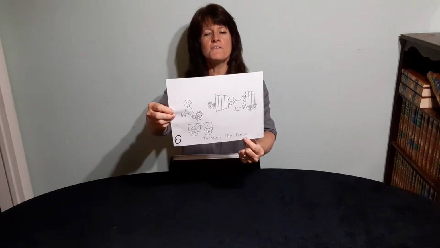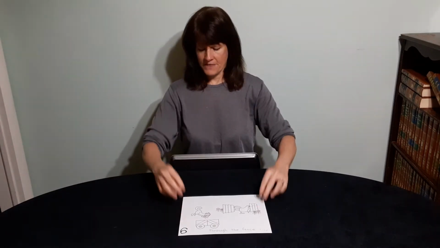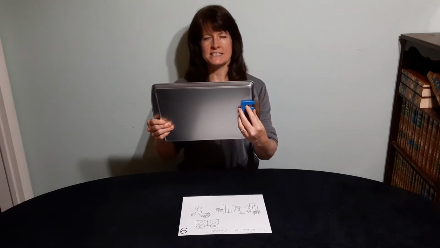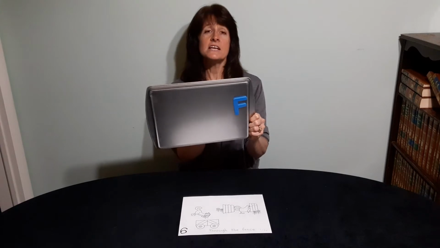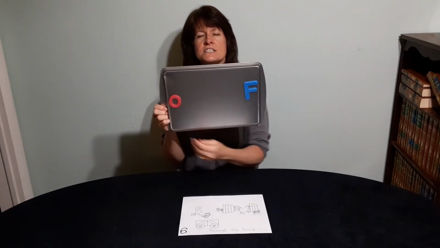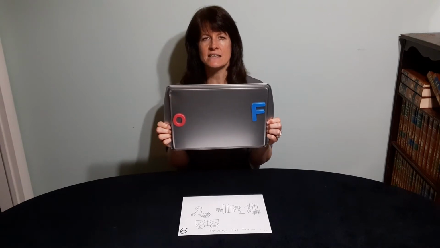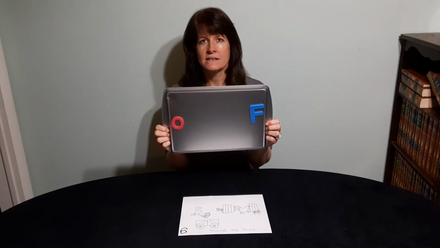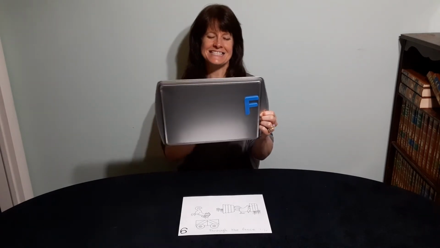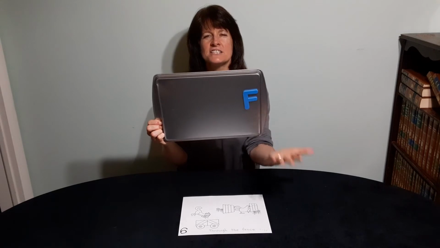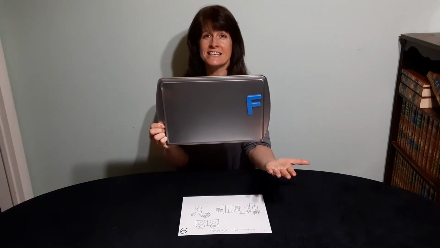Here's page 6. It says through the fence. Fence. That starts with the letter F. Here's the letter O. O says oh. I want you to touch which letter says f in fence. Yes, this is the letter F. That's the letter that you should touch. F says f, like fence. Let's do our next page.